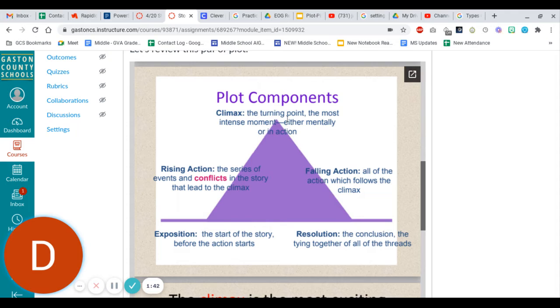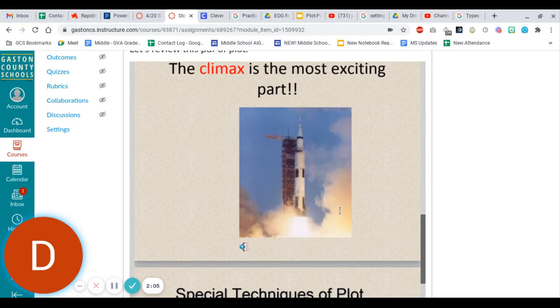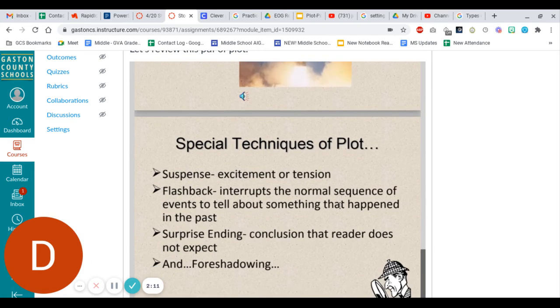And then it kind of goes downhill after that point, where you have the falling action. It's usually just one event, sometimes two, where they're sort of wrapping up the storyline. And our resolution, we know it as the denouement, is the conclusion that ties the whole story together and ends the whole story. So what happens at the very end? Of course, the climax is the most exciting part of our story.